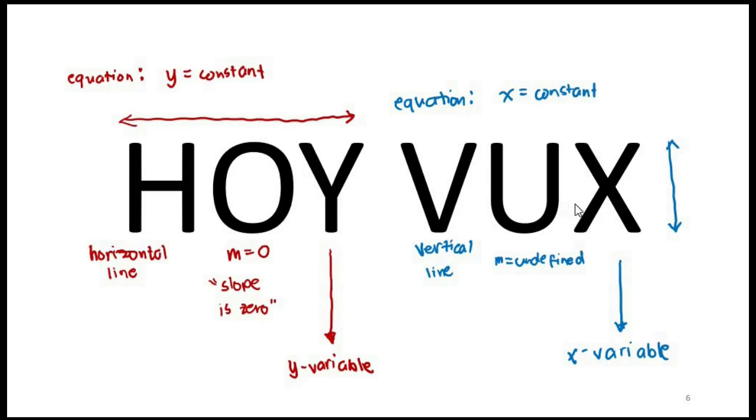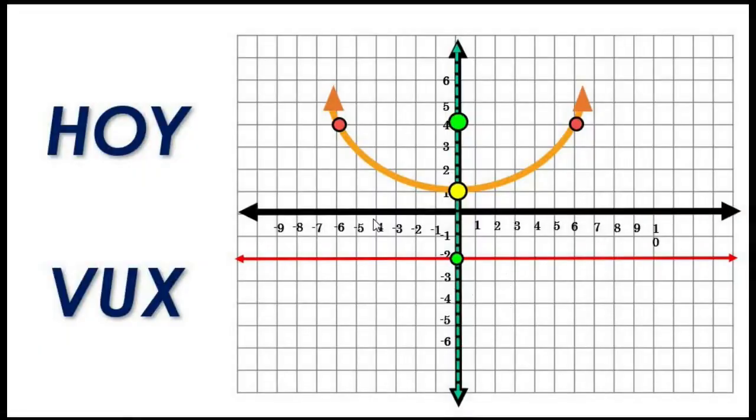So why do we need to study HOY-VUX? It's very important to know how to name lines, specifically the horizontal and vertical lines, because you'll be encountering in graphing a parabola these kinds of lines, specifically for the parts directrix and axis of symmetry. Before we proceed with examples on how to graph a parabola, let's first practice applying the concept of HOY-VUX. So through this activity, you'll be able to master naming horizontal and vertical lines using equations.